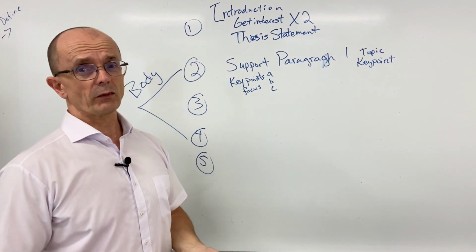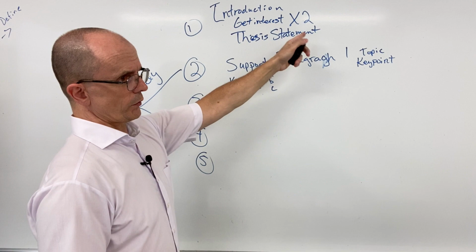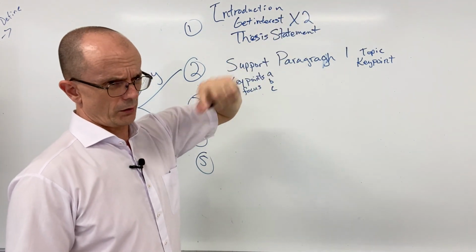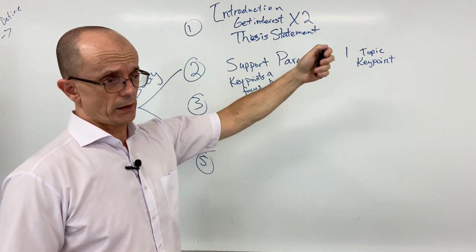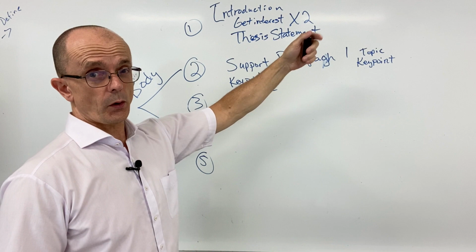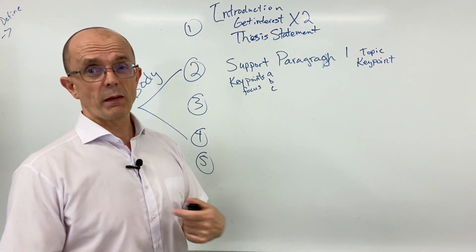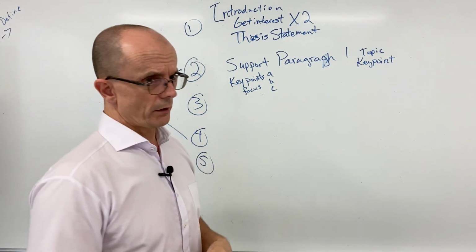So if you want to create an outline, this is how you would do it. You could put your number 1 up here, introduction, and write get interest. You could use the shorthand we had for get interest techniques: ask a question, tell a story, ask a question, use a quotation, just for making your outline. What do I want to do here? And then the thesis statement.